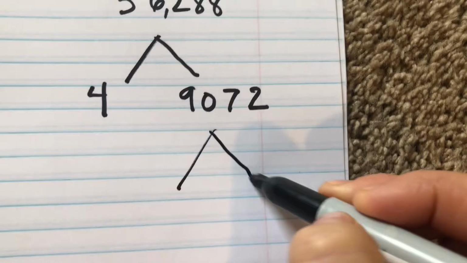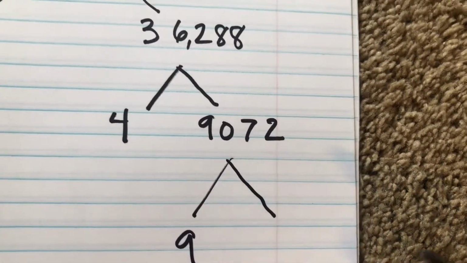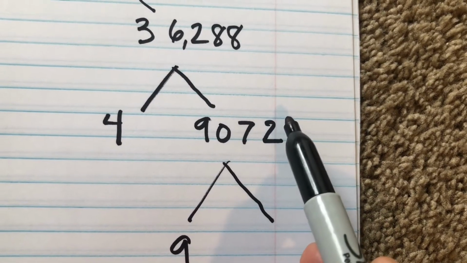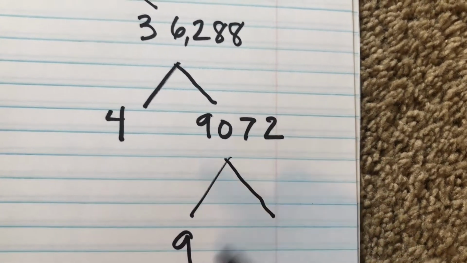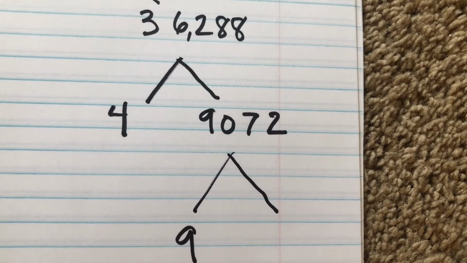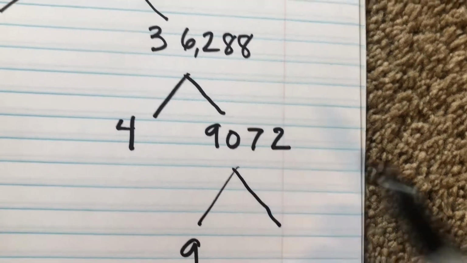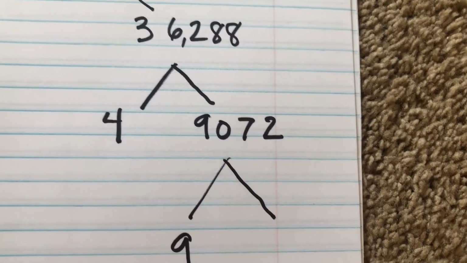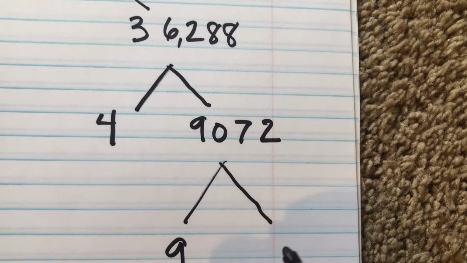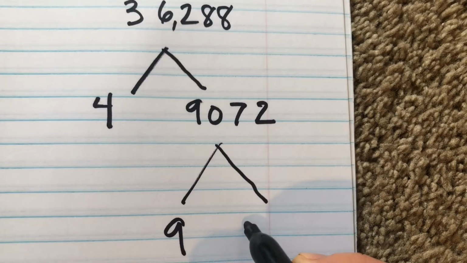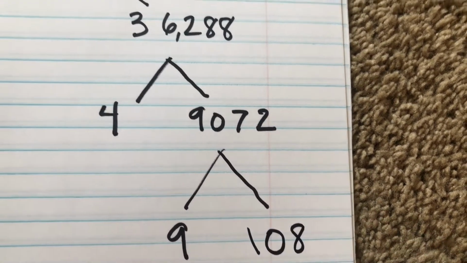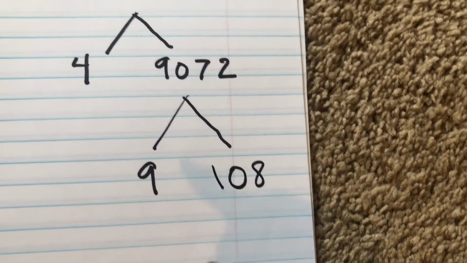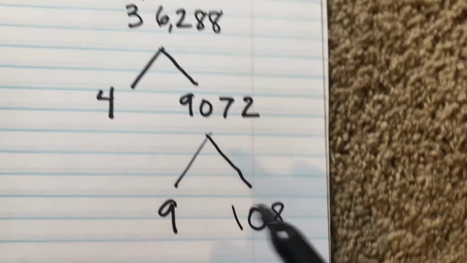So if I come over here, I'm going to have 9 on one side, and I see a 90 and I see a 72. So 9 goes into 90 10 times, and it goes into 72 8 times. So I can just put 108 over here. Just try to make it as easy on yourself as possible.